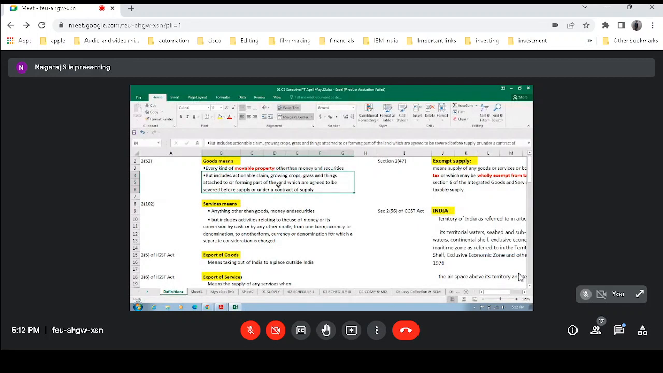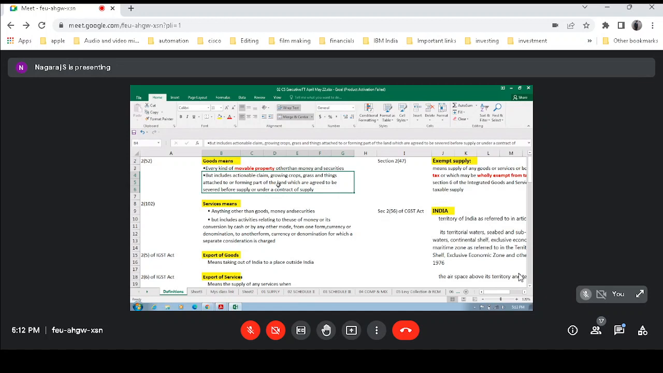Things attached to and forming part of the land means, for example, coconut trees and mango trees. Once you get the coconut, will you take down the trees? No, you will not cut the tree. You will only pick, you will remove the coconut or mangoes from the tree, right? Yes.